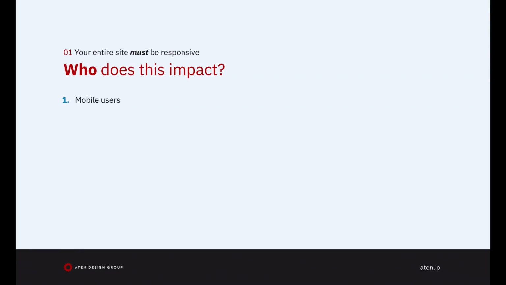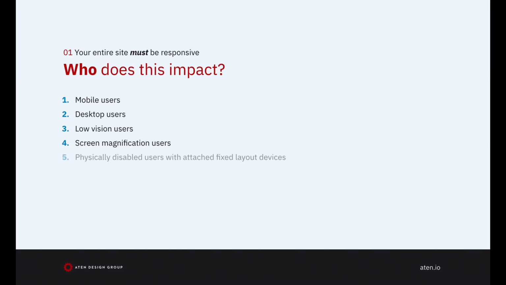So who does this tend to impact? Well, it can be everyday mobile users and desktop users. It could be low vision users who require a 200% zoom or require uploading their own CSS to properly see the site. It could be magnification users; for those who don't know the magnification software, you use the mouse and it has a little magnification tool and can focus on the area that they're really looking at to zoom in on portions of the site. And physically disabled users with attached fixed layout devices like on their wheelchair or something on an arm.